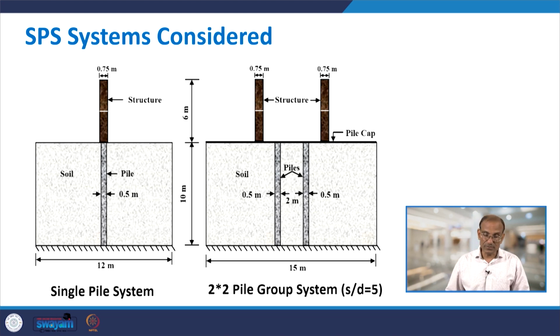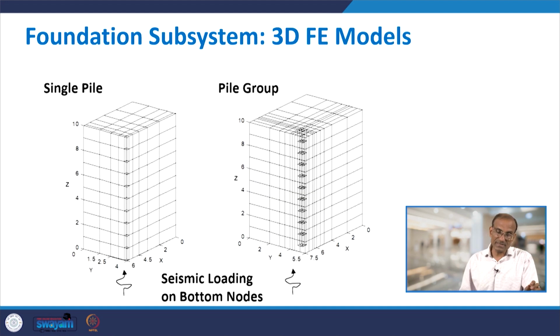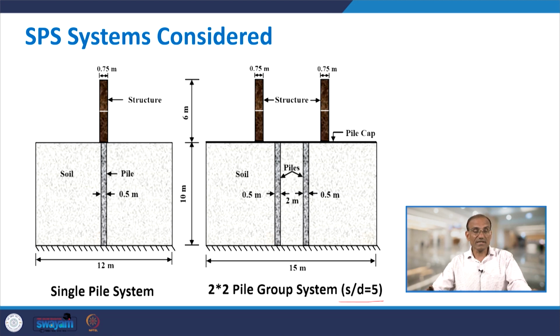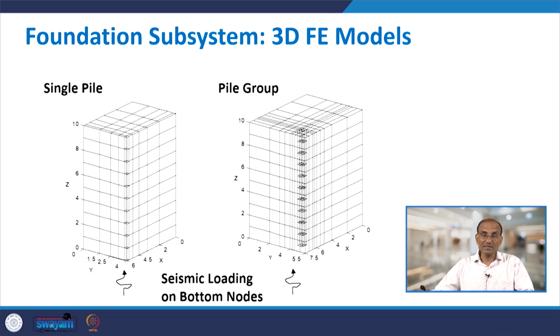So you have a 2 by 2 pile group, and the spacing between piles is important. The spacing considered between the piles is S by D equal to 5, where S is the center to center spacing between the piles, and D is the diameter of the pile. The dimensions are given here. Because it was a linear analysis and the load applied was also symmetrical, we were able to use only a quarter model of the soil, rather than considering the full finite element model, which is computationally expensive.